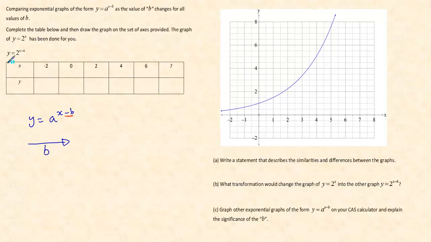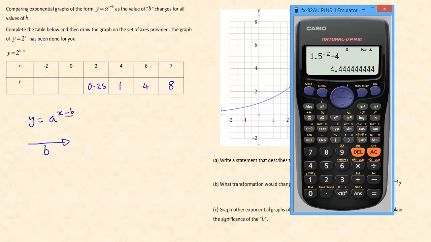So we want to plot this one, 2 to the x minus 4. Well, when x is 4, 4 minus 4 is 0, so we get 1 here. When x is 6, 6 minus 4 is 2, 2 squared is 4. When x is 7, that will be 2 cubed, which is 8. Here at 2, this will end up being 2 to the negative 2, which is 1 over 2 squared, a quarter, 0.25.